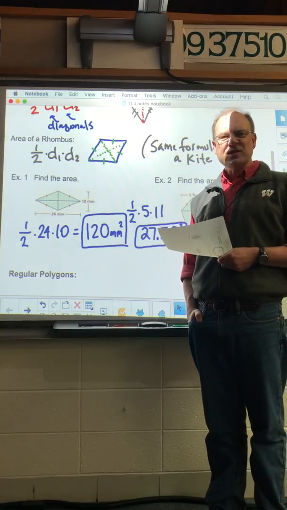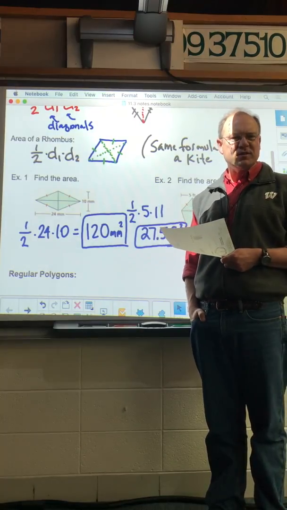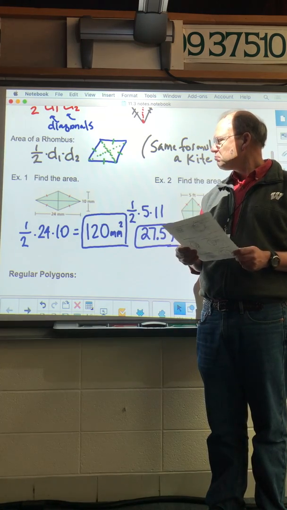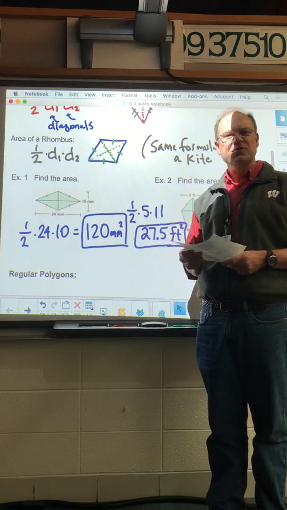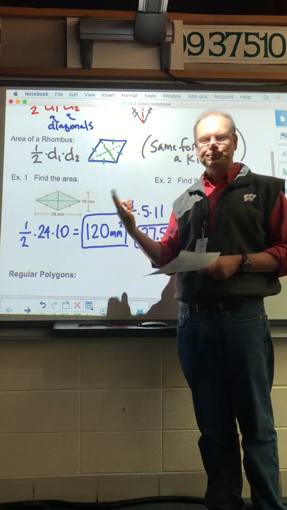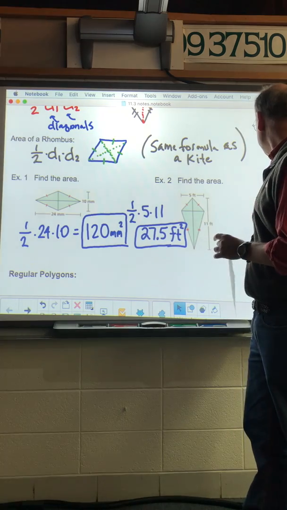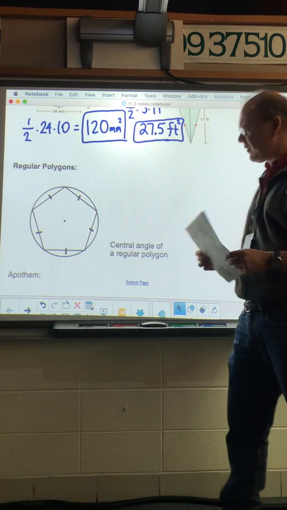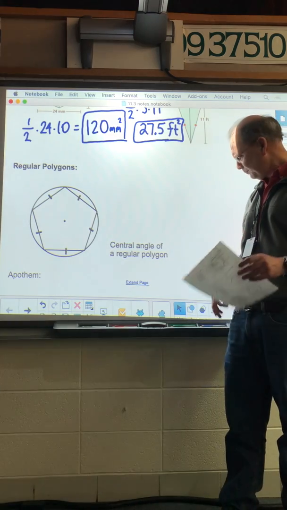If you have any questions on that, hit pause, discuss. Otherwise, hopefully that's pretty straightforward, right? 1/2 times diagonal 1 times diagonal 2. Okay, the more challenging part of today's lesson is finding the area of a regular polygon.